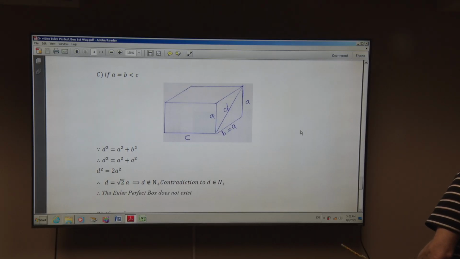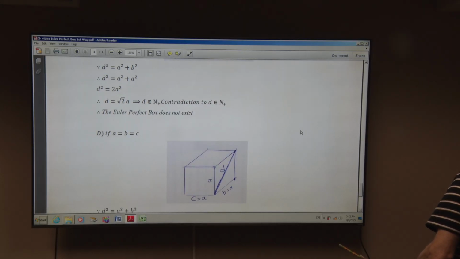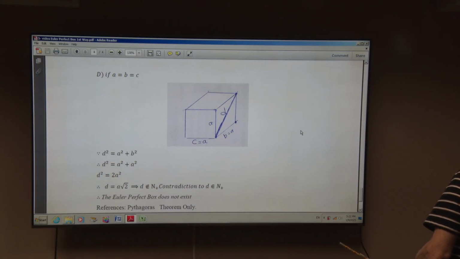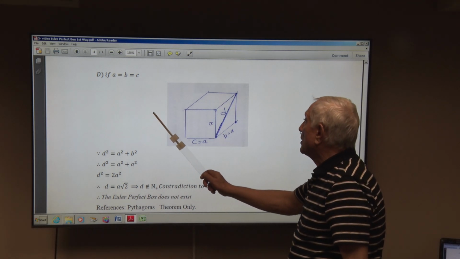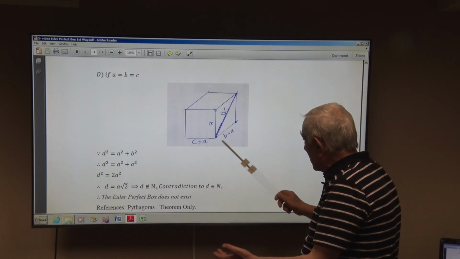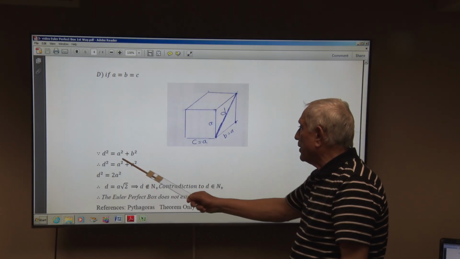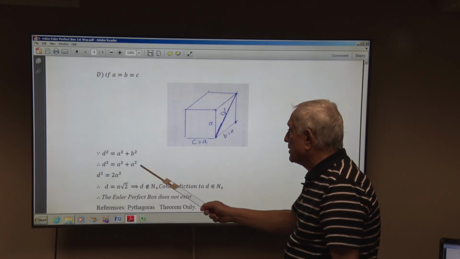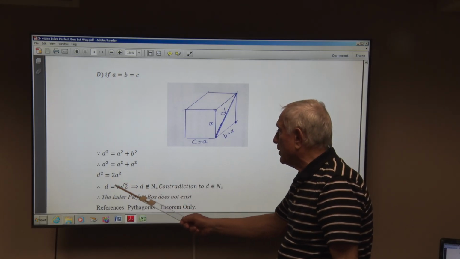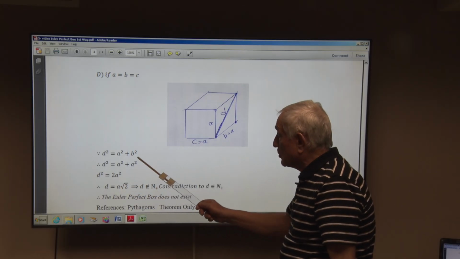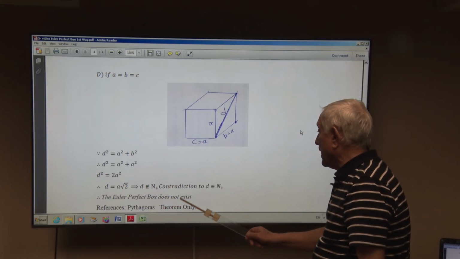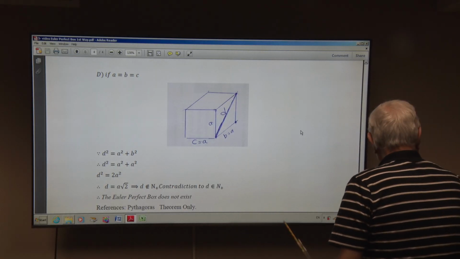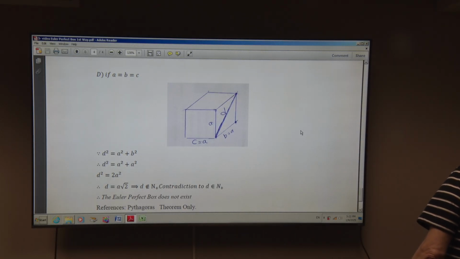Third, the number 4 possibility, which is D. What happens if 3 of them are equal? Then you take just one face, enough. D squared equals A squared plus B squared. See, we got A squared plus A squared. D equals A times the square root of 2. Not an integer. D is not an integer. Then no perfect box. Okay?